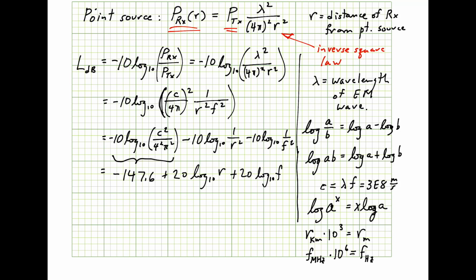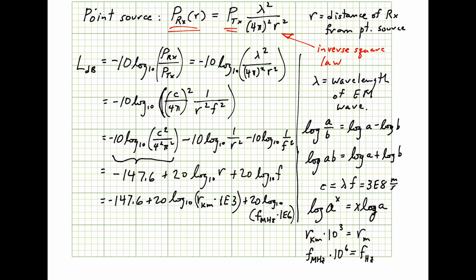And the frequency I have currently is in hertz. And so I'm going to go ahead and write minus 147.6 plus 20 log base 10 of r in kilometers times 1e3, 1000, plus 20 log base 10 of, and I'll have to put my parentheses down here, the frequency in megahertz times 1 million, 1e to the 6th.